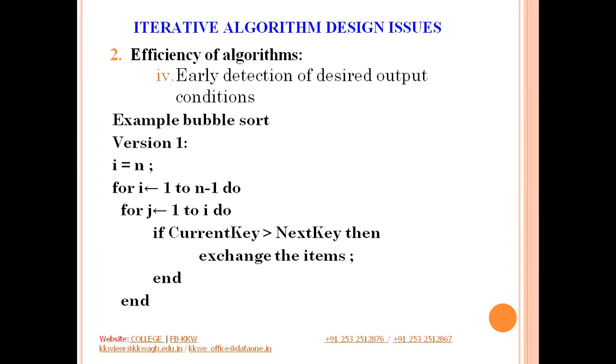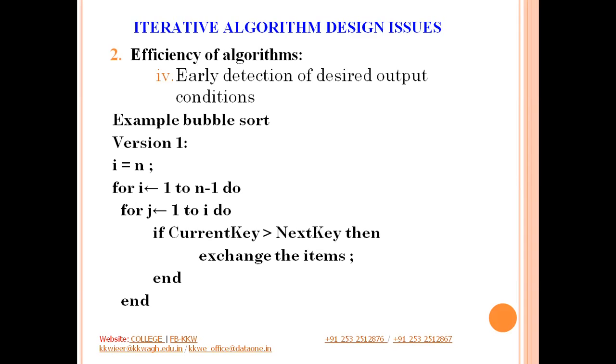What will happen? You will still go here, you will still go here, and you will keep on iterating continuously, even though the list is already sorted, right? So, can you refine, alter, update, or modify this version of the algorithm in such a way that this situation can be handled? Then only we can say that the algorithm is efficient.